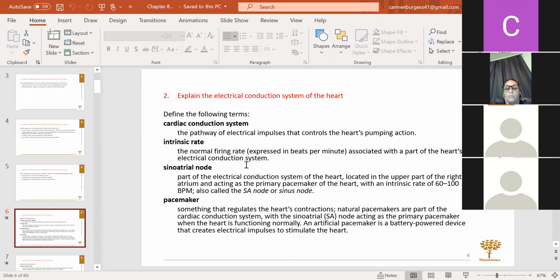And when we get further along, I'm going to ask, what's the intrinsic rate of the bundle of His, or your junction? You'll be able to tell me that. It gets slower. It's different, because it's not normal anymore. So your SA node, or your sinus node, think about sinus rhythm as normal. Sinus rhythm is 60 to 100. It's when everything is normal.